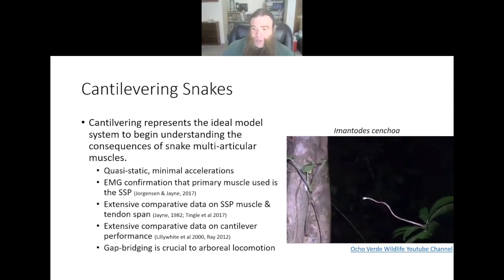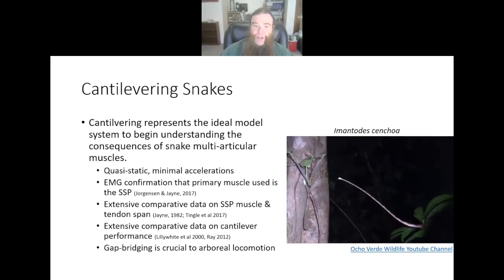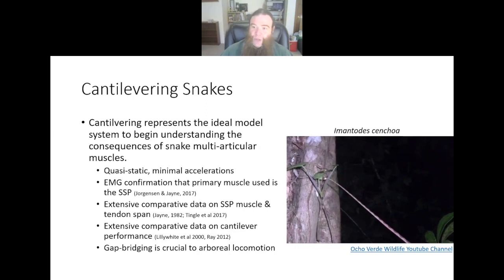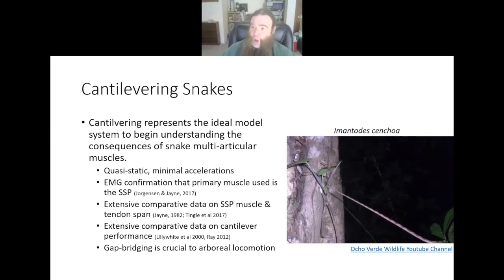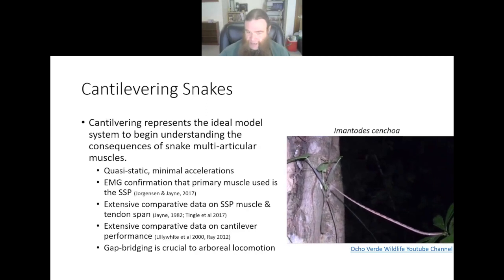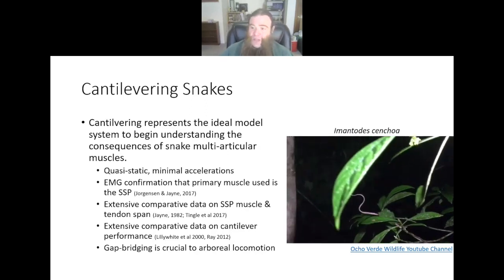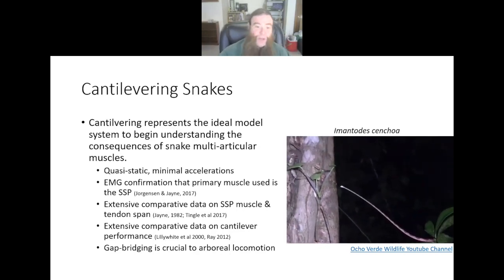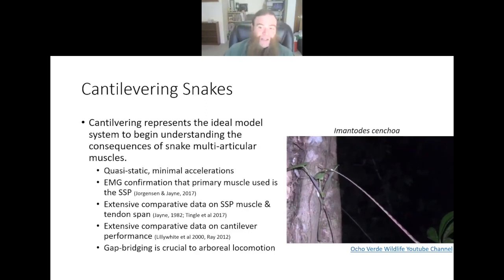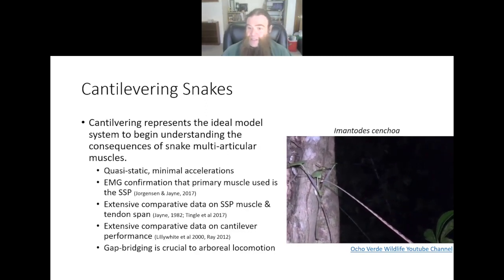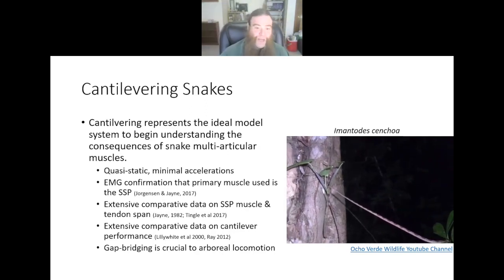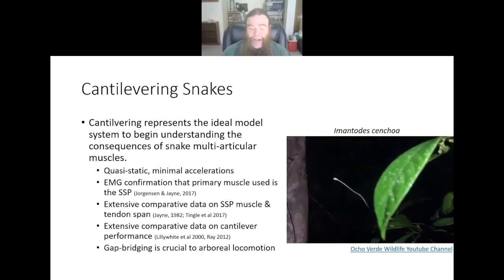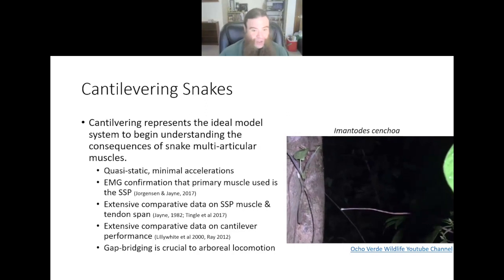So one of the systems that we've used to examine it, and what we're going to start with, is cantilevering. So cantilevering, like you see in this snake in Peru, Imantodes cenchoa, is a crucial part of arboreal locomotion, and many, many snakes are specialized for this in arboreal habitats, particularly this one. This particular species has the longest tendon span of any snake that's yet been described. A single semispinalis muscle of this spans 50 body vertebrae, an eighth of the snake's entire length per muscle, and almost all of that is tendon.